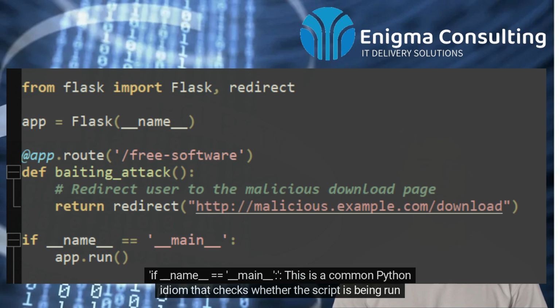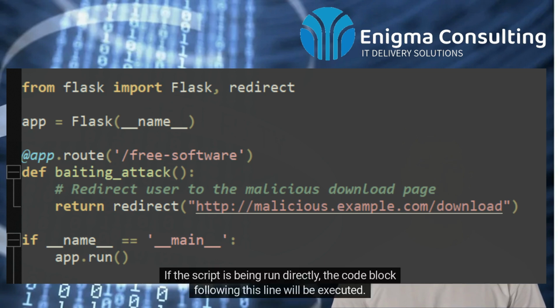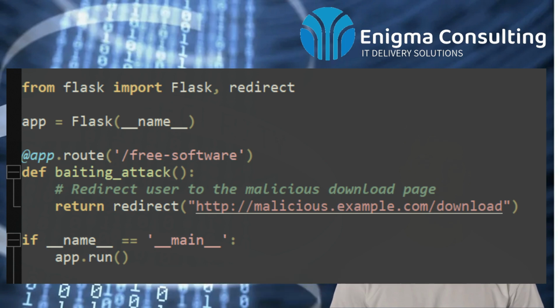if __name__ == '__main__', this is a common Python idiom that checks whether the script is being run directly, as opposed to being imported as a module. If the script is being run directly, the code block following this line will be executed.